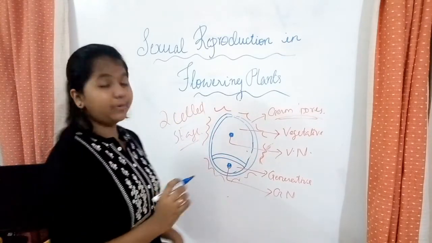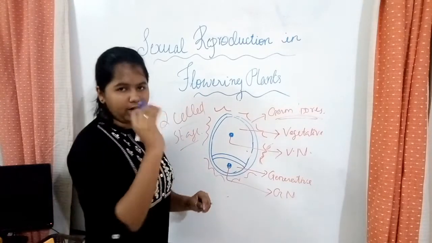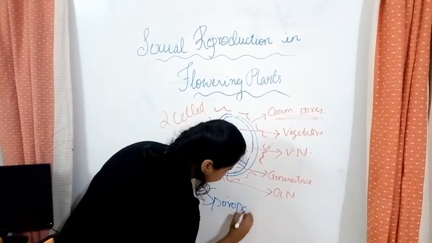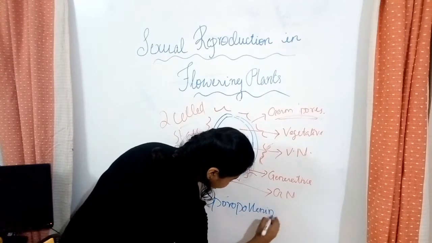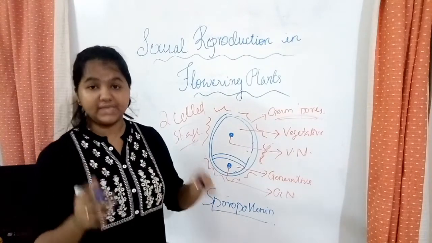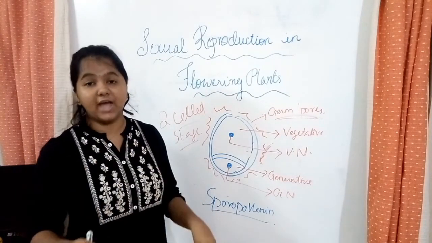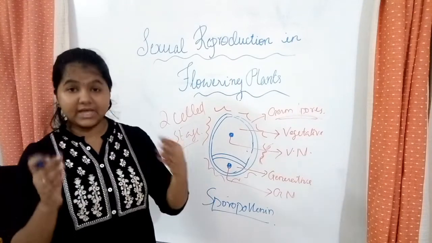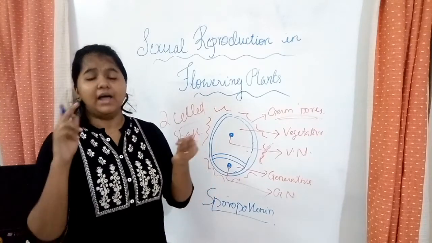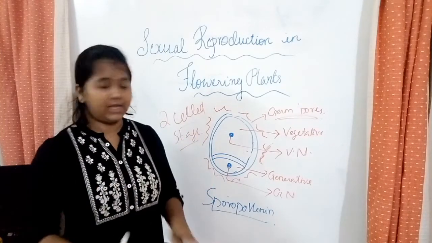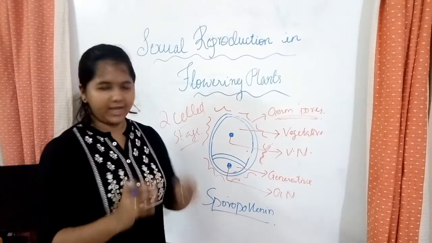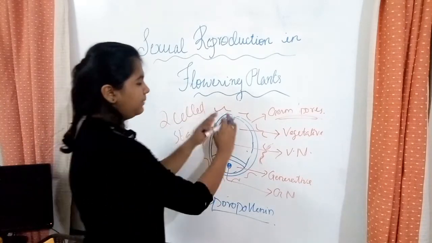And exine is made up of what? It is made up of a substance known as sporopollenin. So what is the function of sporopollenin? Sporopollenin is a substance that won't be destroyed in the presence of heat, temperature, enzymes, acids, anything. It is a very resistant substance, so that is why it is on the outside of the pollen grain.